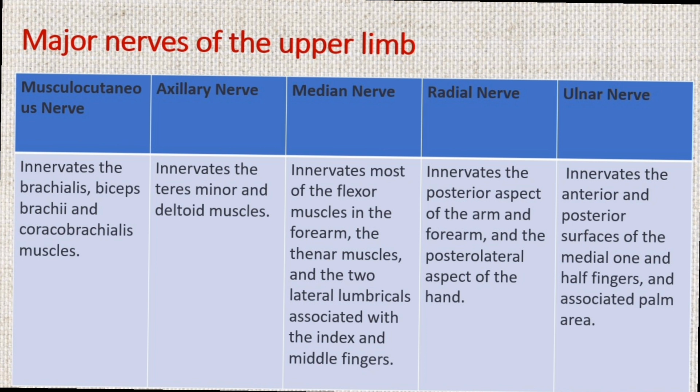Radial nerve. Innervates the triceps brachii and the muscles in the posterior compartment of the forearm, which are primarily, but not exclusively, extensors of the wrist and fingers. Injury to the nerve would result in wrist drop. That is, the wrist would remain flexed.